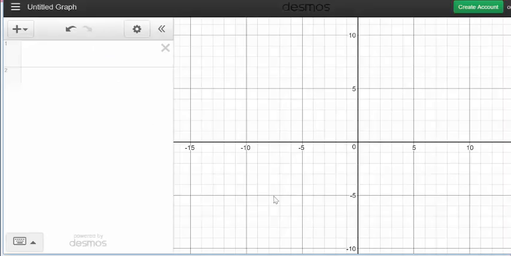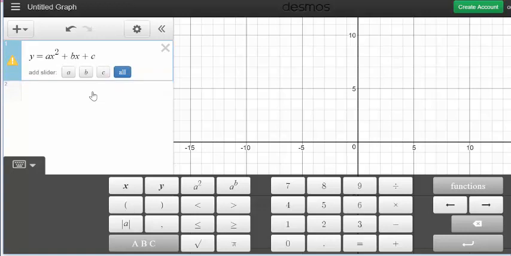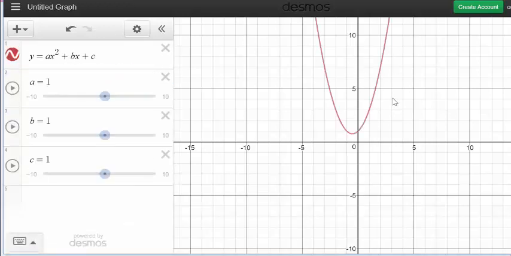So let me go to Desmos here, and I'll type y equals ax squared. And if you want to do squared the fast way, instead of using these keys down here, you just do shift 6, the little caret. So ax squared plus bx plus c. Okay, so I'm going to make all of these sliders. Yes, okay. So that's what a quadratic relation looks like. Is that okay?